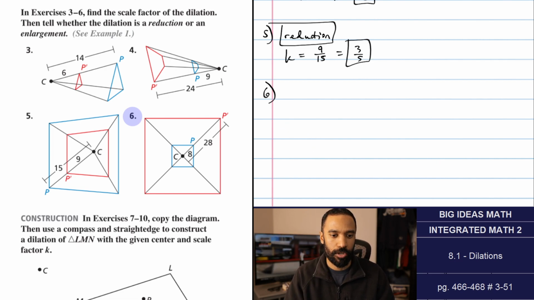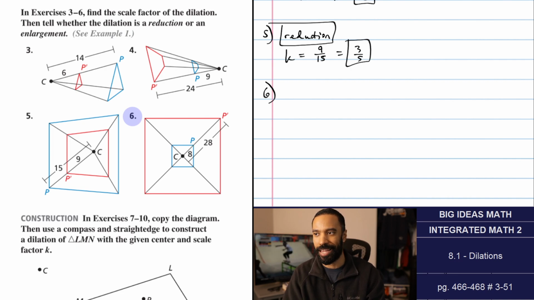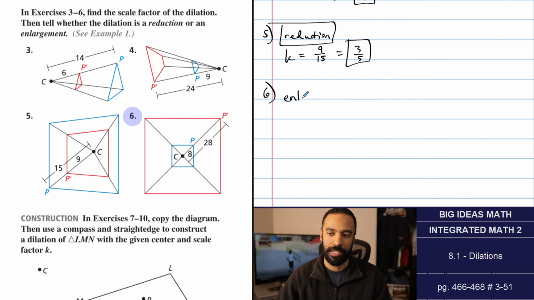Now, number 6 goes from just a distance of 8 to a distance of 28 from P to P prime, clearly an enlargement. So I will be dividing 28 divided by 8 to get K. And those can both divide by 4, and you get 7 over 2.